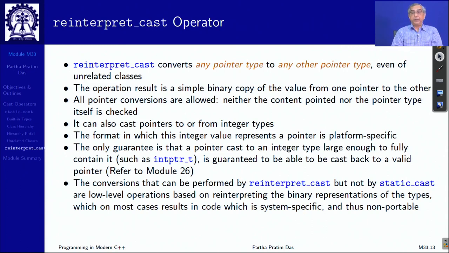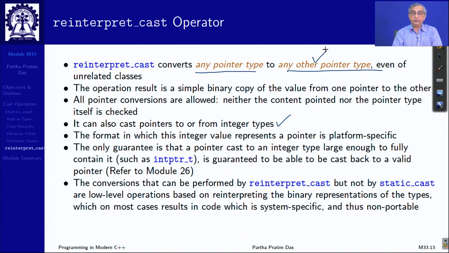Next, we look at the reinterpret cast. We already mentioned that reinterpret cast is a very special type of cast operator, which is given where static cast cannot work. So, reinterpret cast basically works in two contexts. One is to convert one pointer type to another where there is no relationship at all, or between a pointer type and an integer type. So, these are the two contexts in which reinterpret cast will work.